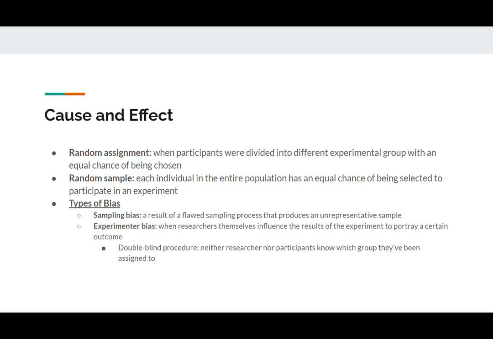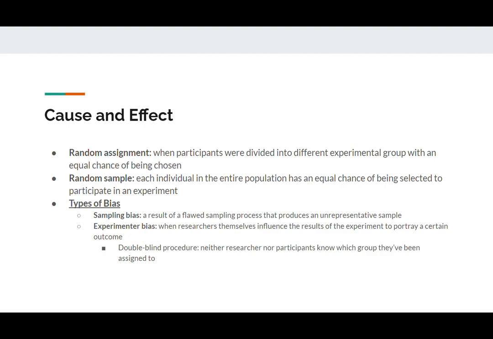So it doesn't really matter; it's entirely dependent on luck or chance. Okay, and then we have random sample, which states that each individual in the entire population has an equal chance of being selected to participate in an experiment. Random sample is kind of similar to random assignment, but random sample is from the entire population to this particular experiment, and random assignment is from this particular experiment and then dividing participants into different groups. So yeah, I think that's better for you to memorize.